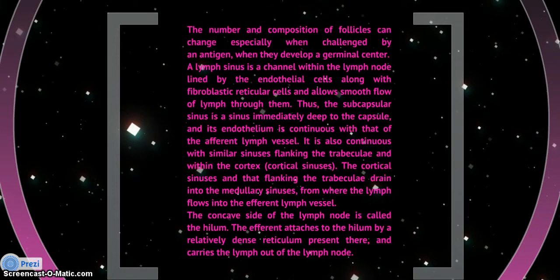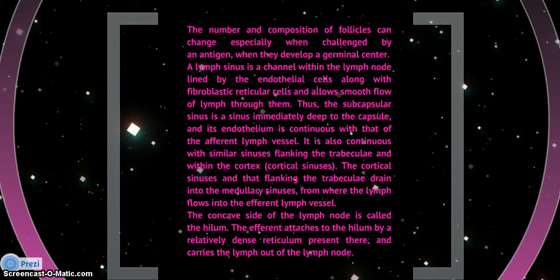Structure. The number and composition of follicles can change, especially when challenged by an antigen. When they develop a germinal center, a lymph sinus is a channel within the lymph node, lined by endothelial cells along with fibroblastic reticular cells, and allows smooth flow of lymph through them.